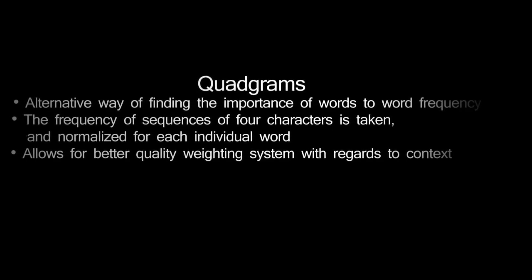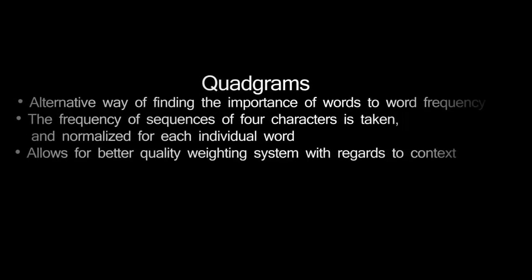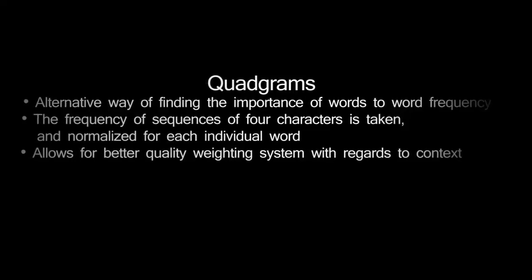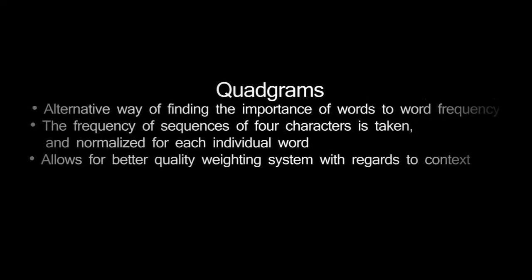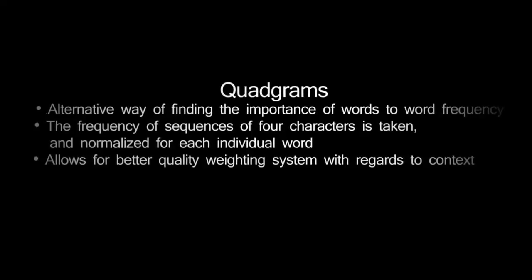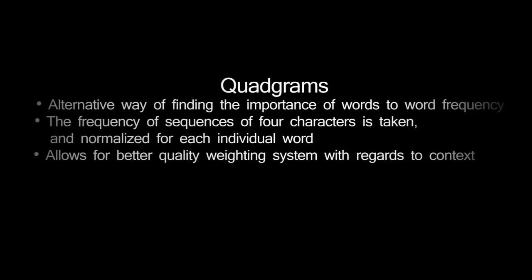The program would first find the frequency of all quadgrams, or four-letter sequences, in the text sample, and the frequency of each quadgram in a word would be normalized to find its word weight. Past studies have shown that quadgram analysis of text yields better words in the context of those samples.